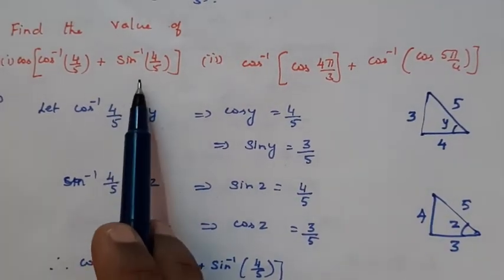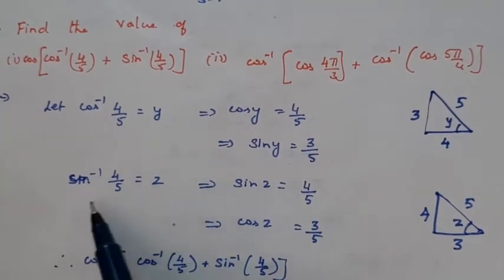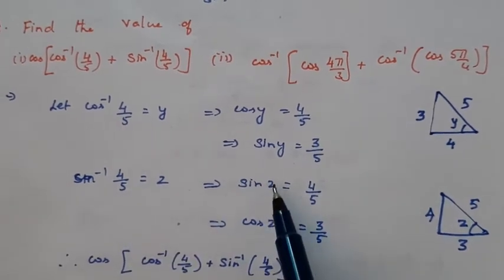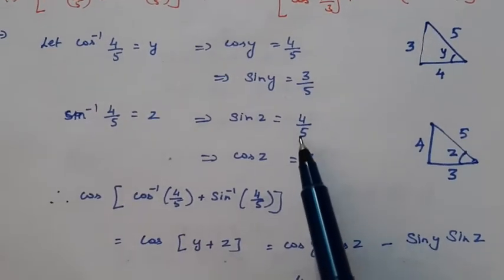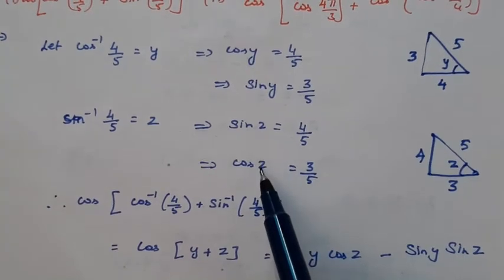Now, coming to the second part, sine inverse of 4 by 5, let us take it to be some z. So that sine z will be equal to 4 by 5. In this case also, instead of finding out z whose sine value is 4 by 5, because that would not be a known angle like 30 degree, 60 degree, etc., let us find the corresponding cos z value.